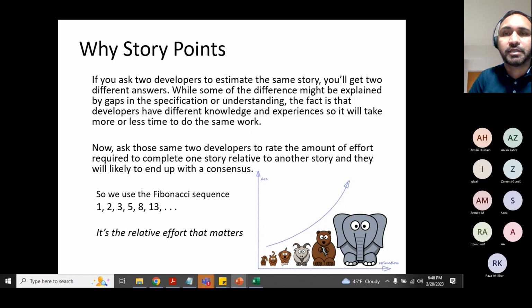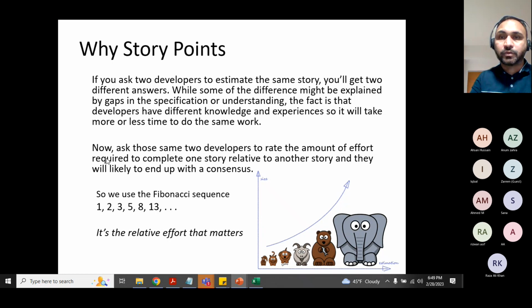So if you ask two developers to estimate the same story, developer A and developer B, you will get two different answers, because remember, everyone's thinking perspective is different. While some of the difference might be explained by gaps in the specification or understanding, it could be requirement gaps, the fact is that developers have different knowledge and experience. Skill set is different, perspective is different. So it will take more or less time to do the same work. If one developer could take 2 days, the other could take a week or 5 days. Why? Because everyone's skill set, perspective and approach is different.